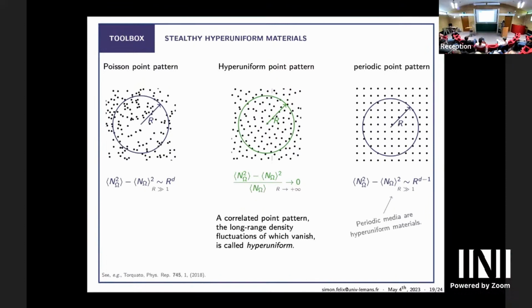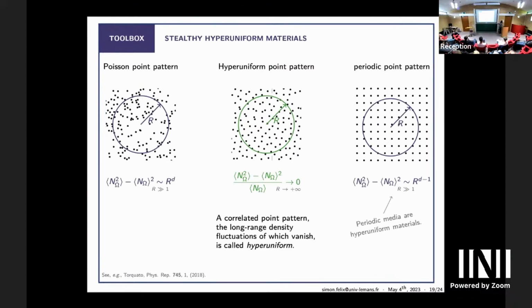In the case of a periodic pattern, we know that the variance for large R will increase not as the volume of the disk here, but as the surface. So it's R to the power d minus 1.